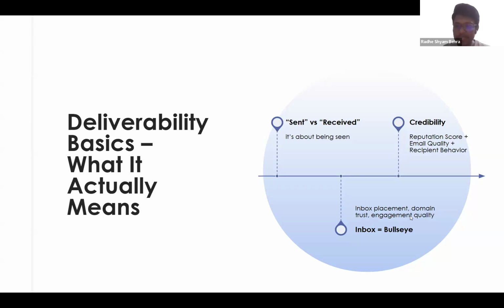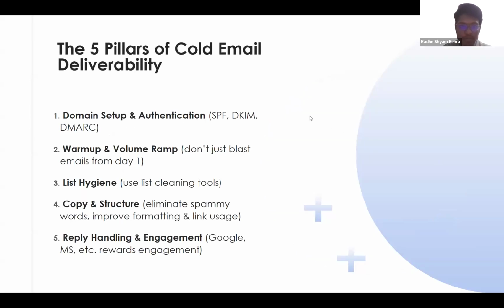Okay, so after this, we have the last step, which is credibility. Credibility is basically your reputation score, your email quality, and recipient behavior, all things put together. If you are sending emails and the delivery rate is incredibly high, and people are engaging with your emails, opening, clicking, and replying, all of those are indicators of great credibility, and that will help you improve your deliverability even more going forward. Okay, so now we are going to talk about the 5 pillars of cold email deliverability.